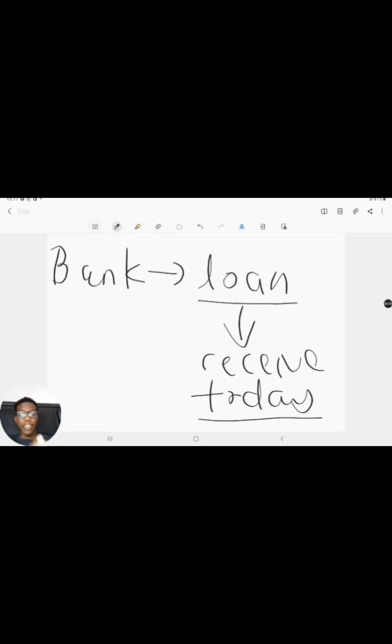Now, the money that you will have received from the bank today will have to be paid back to the bank, but at an agreed time in future.